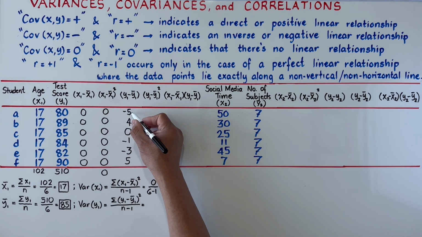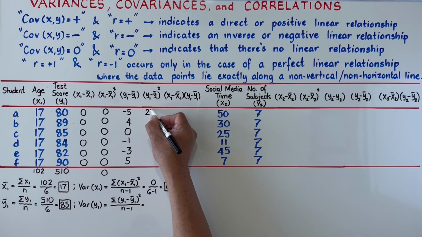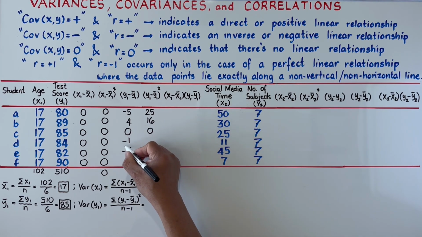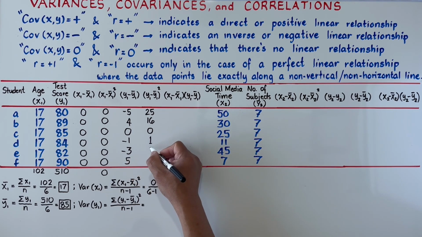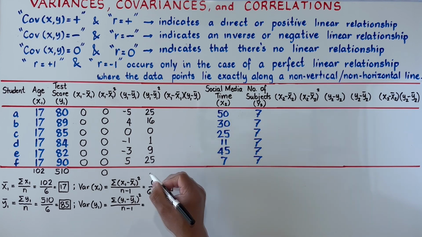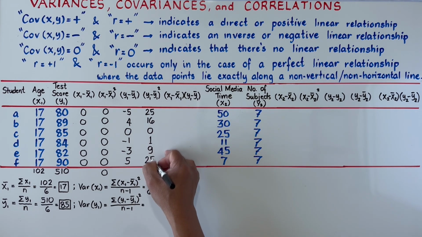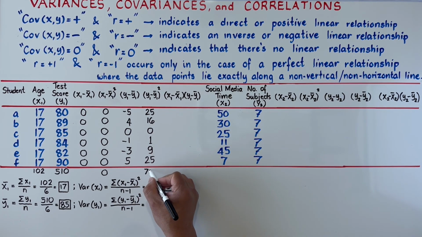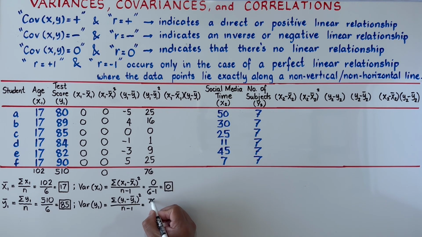If you square these values, this is 25. The square of 4 is 16. The square of 0 is 0. The square of negative 1 is 1. The square of negative 3 is 9. And the square of 5 is 25. So adding these 6 numbers here, we have the sum of 76. So this is equal to 76 divided by 6 minus 1, and this gives you a variance value of 15.2 here.